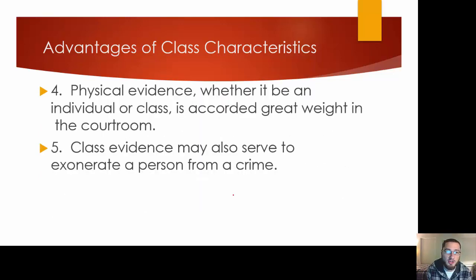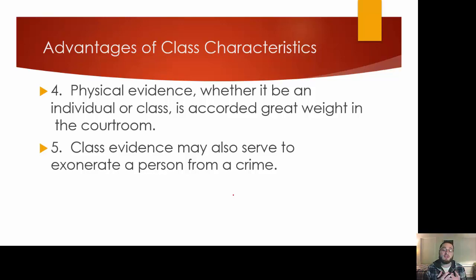Physical evidence, whether it be individual or class, shows great weight in the courtroom. You are using this physical evidence to build your case. Okay, that's what the defense is trying to fight against, because you are saying, hey, it can't be anyone else but this one person, this one suspect. And class evidence may also serve to exonerate a person from a crime.